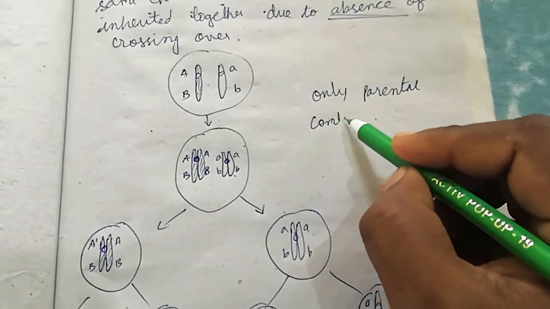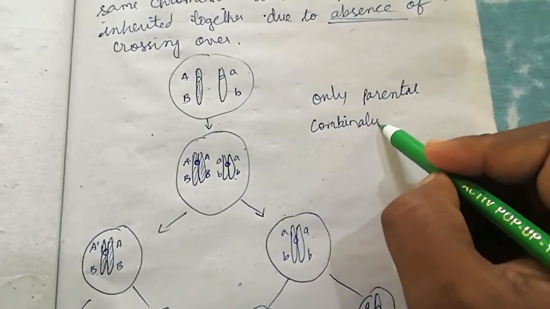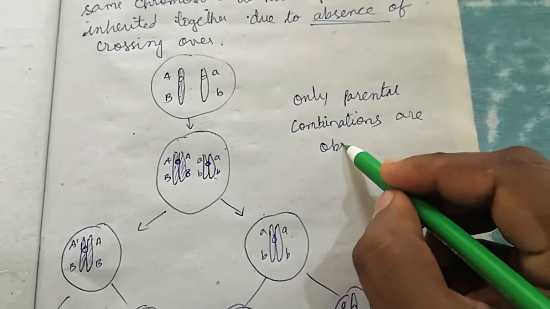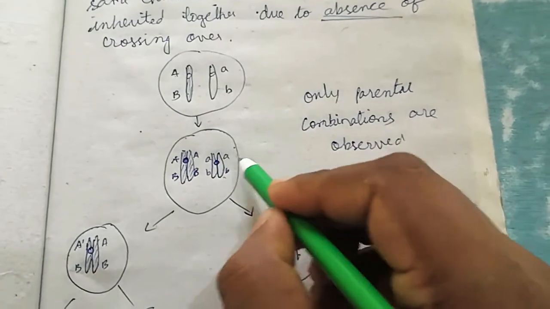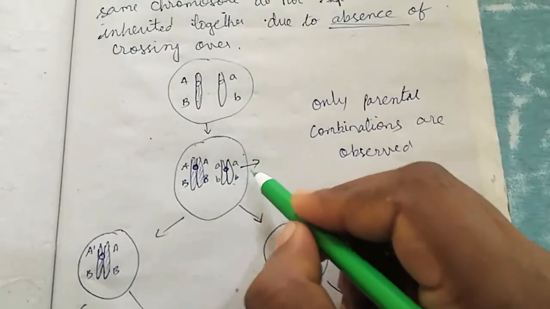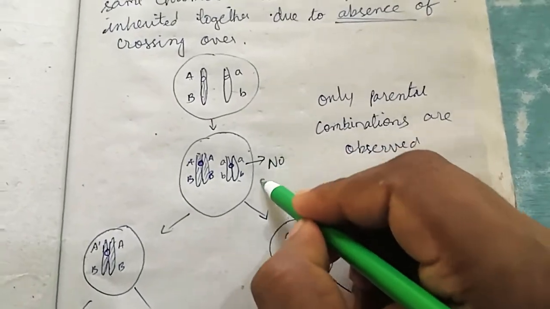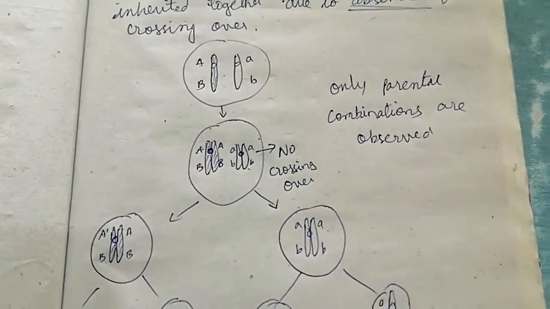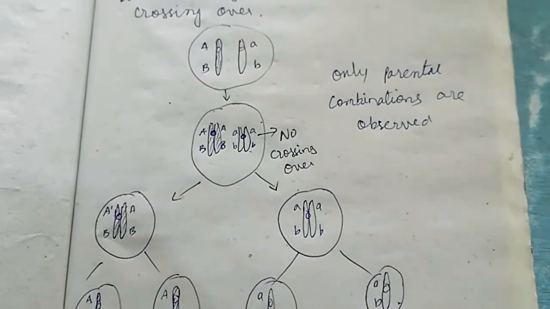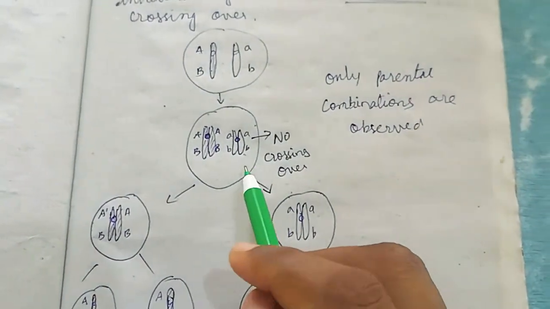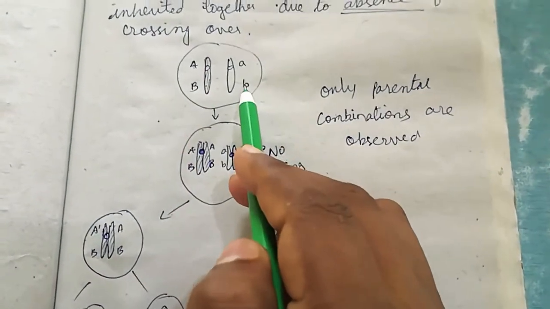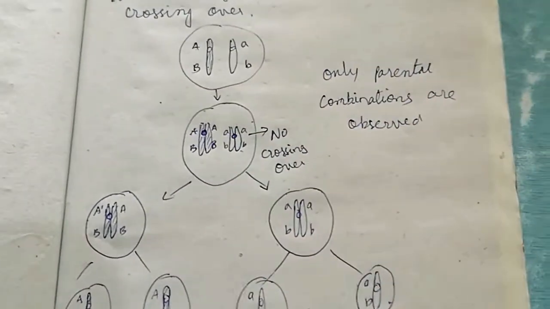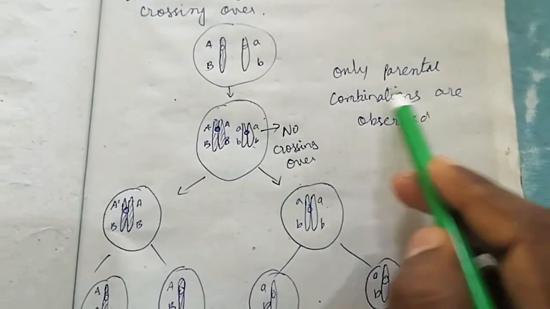Only parental combinations are observed. So there is no crossing over. At this place there should be crossing over, but there is none. If crossing over were there, there would be another combination, that is capital A with small b, and small a with capital B. But here there is no crossing over, that's why only parental combinations.